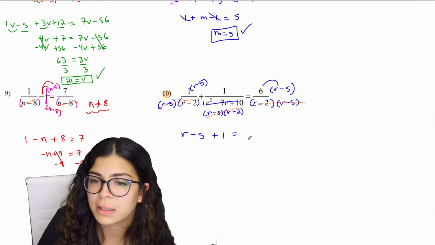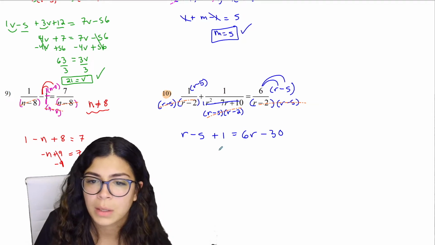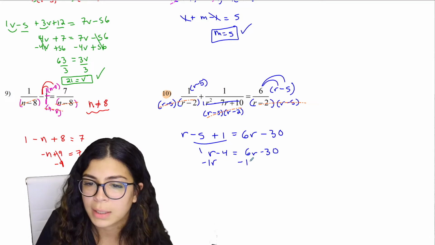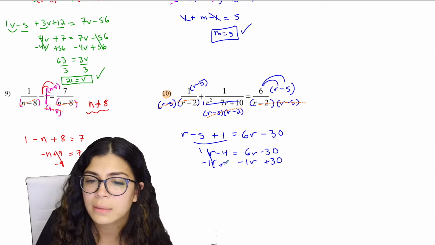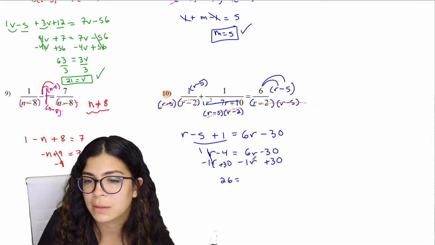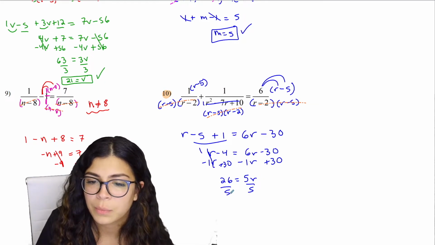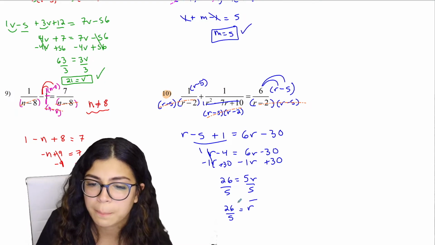And 6 times r is 6r. 6 times -5 is -30. Okay, combining like terms, r minus 4 equals 6r minus 30. Let's bring 1r to the right by subtracting it, and bring -30 to the left by adding it. So we end up with -4 plus 30, which is 26, equals -6 minus 1r, which is 5r. Dividing by 5 on both sides, we get a solution of r equals 26 over 5.